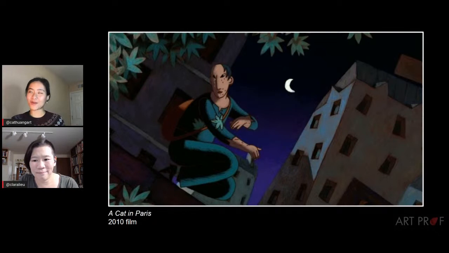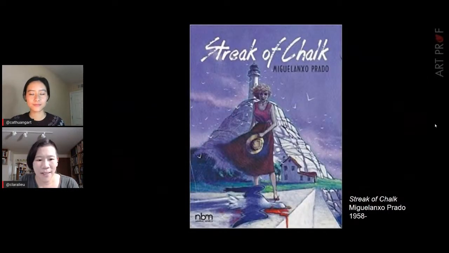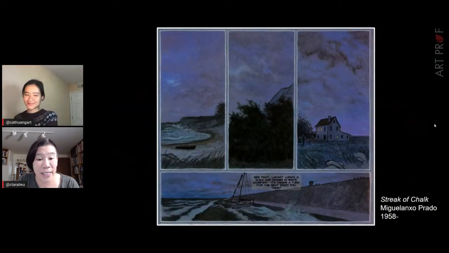Shadow, when we talk about light, we inevitably have to talk about shadow as well. You cannot just talk about one or the other. Let's take a look at this manga, Streak of Chalk. Can you tell us, Kat, what's going on in this comic in terms of light?